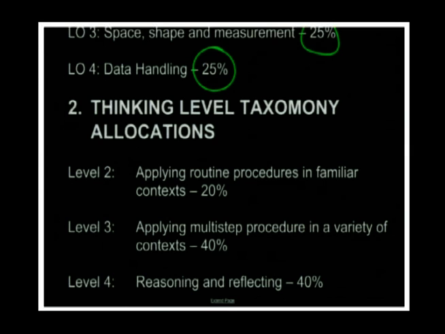Now we start testing if you know how to apply those different skills. So let's have a look. Level 1, we say there's nothing. Level 2, applying routine procedures in familiar contexts, 20% of the paper. Level 3, applying multi-step procedures in a variety of contexts, 40%. So let's just explain that.